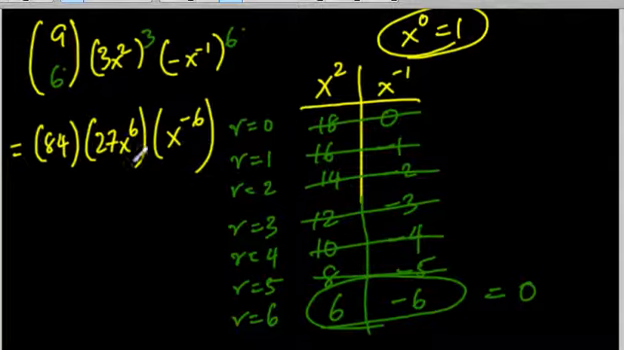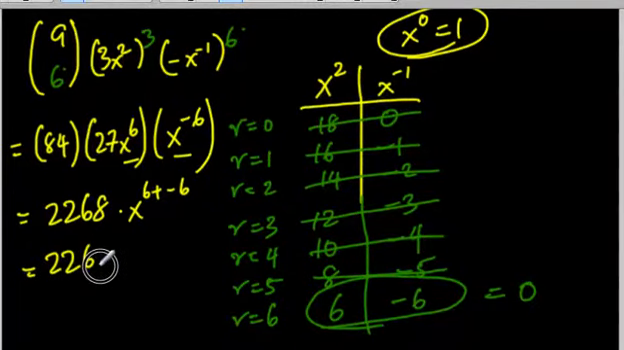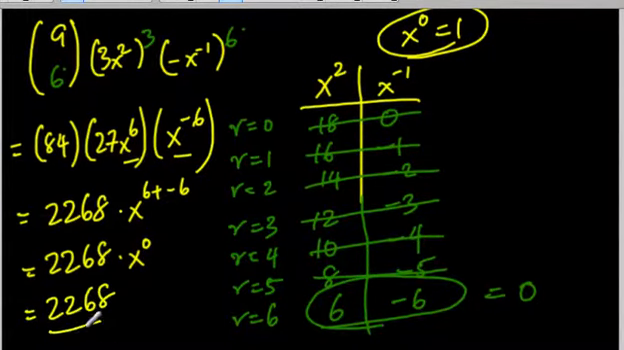And if these two multiply, the exponents will add up. So basically you'll get 6 plus negative 6, which is 0. So it's 84 times 27, which is 2268, times x to the power of 6 plus negative 6, which is 2268 times x to the power of 0. And we said that x to the power of 0 is 1, so that's equal to 2268. All right, so that's how we do that problem.